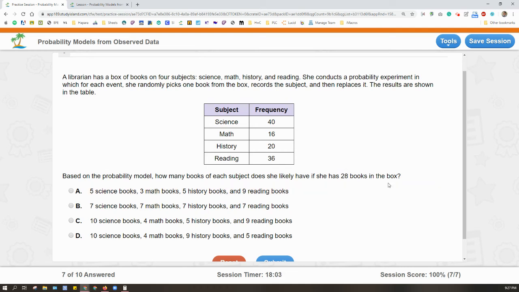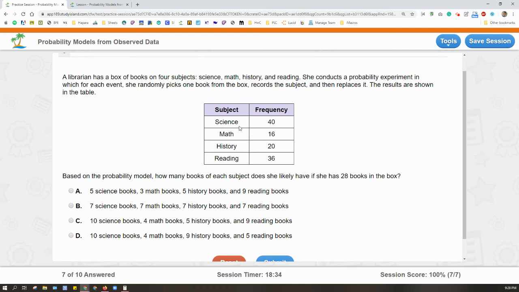Now, according to this chart, we've got 40 times she chose a science book, 16 times a math book, 20 times a history book, and 36 times a reading book. But she doesn't have that many books in there. She only has 28 total books. Remember, she's picking a book and then putting it back into the pile. So the probability that she gets each one of these will tell us how many books there likely are in the total, in her bin of books.